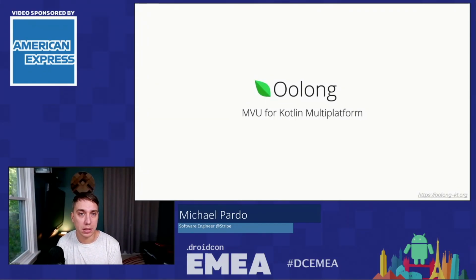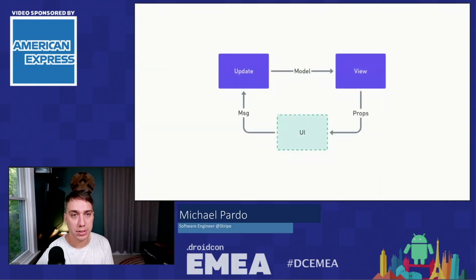Specifically, we're going to look at how this pattern is applied using Oolong, which is an MVU library written in Kotlin multi-platform. Oolong is inspired by the Elm language and the Elm architecture, where the pattern originated. But Oolong is different in that it is adapted to run everywhere, not just web browsers. As a simple diagram, model view update looks like this: a unidirectional loop between the user and the program.